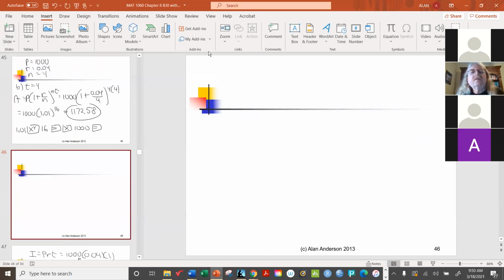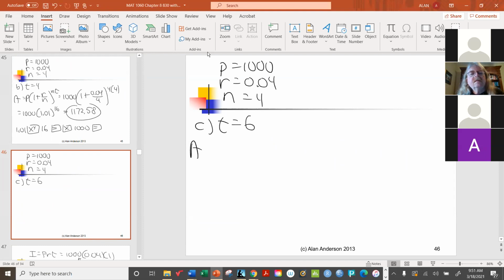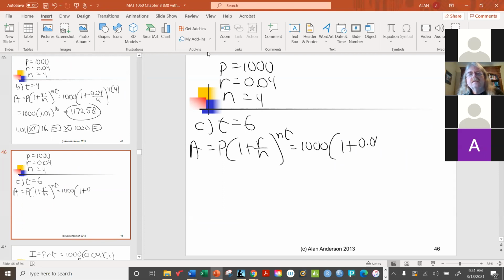All right, so again, we'll put the constants on the top. R equals 4%, and N is 4. In part C, T is 6. Okay, so this reduces to 1,000 times 1.01.